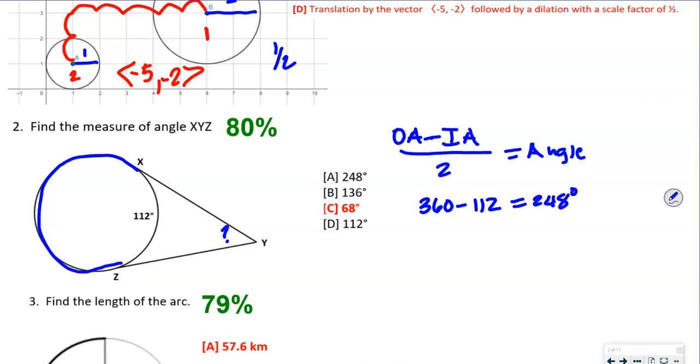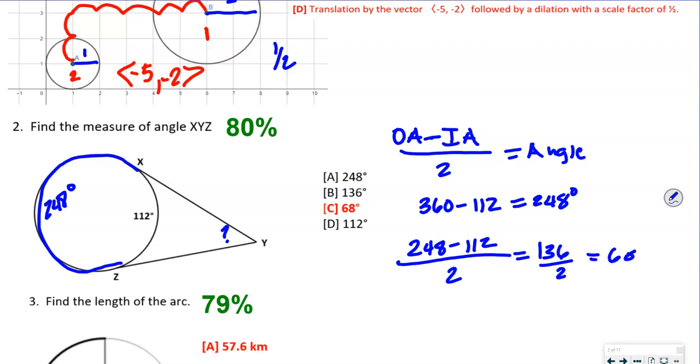248, and so I'm going to put that out here, 248, right? So now we're going to do the 248 minus the 112 and then divide that by 2. So when we subtract 112 from 248, we get 136, and then when we divide 136 by 2, we get 68 degrees. And that's why our answer was 68, okay?